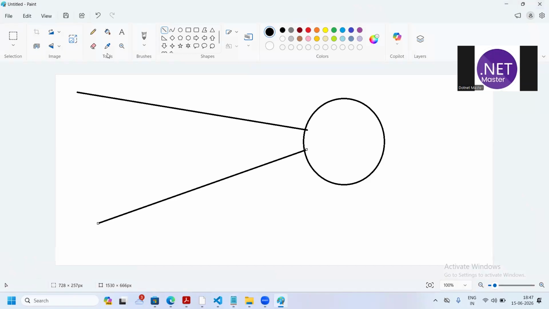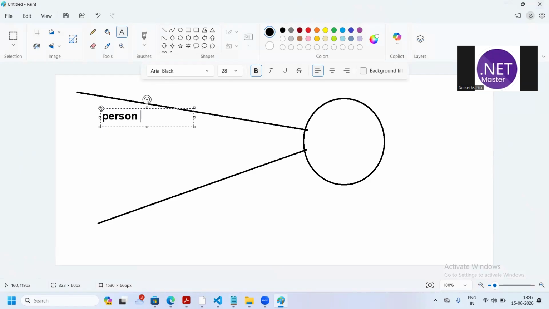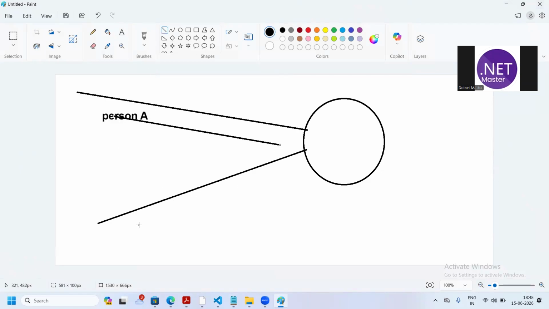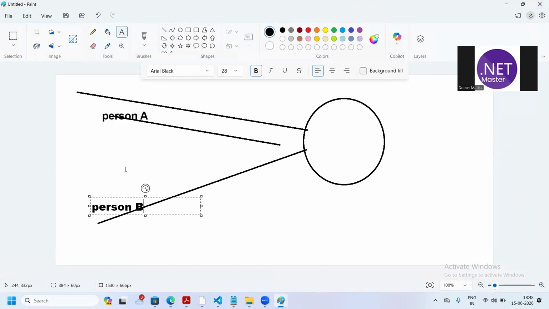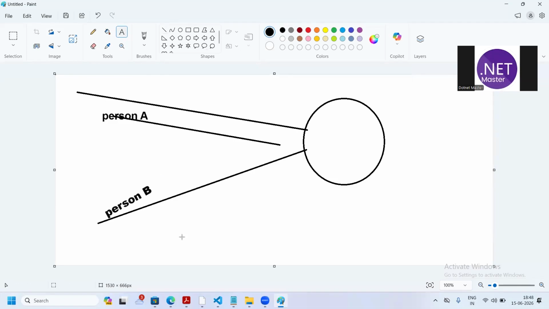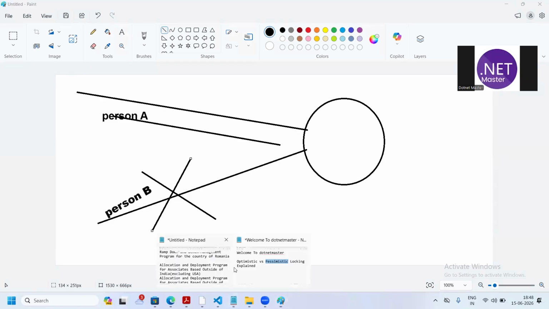Again, let me explain. Let's suppose person A is there, trying to update. Then person B, who is also trying to update the database, is going to be locked. The point is that at a time two people cannot utilize or update at the same time. So when person A is updating, person B is locked. This is called pessimistic locking.